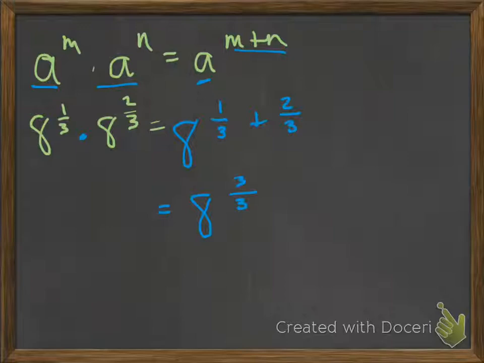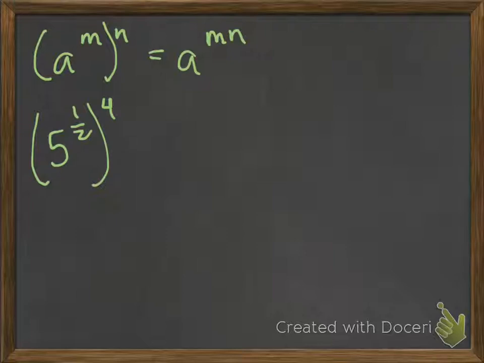And this fraction of 3/3 can be simplified to the first power. So my final answer would just be 8. So again, when I'm multiplying with the same base, I add the exponents. So that's the first property.